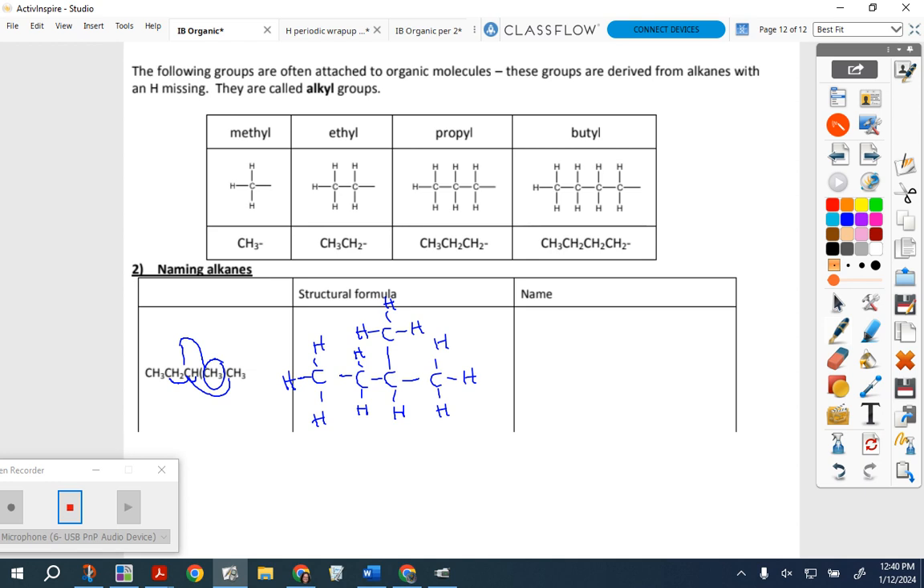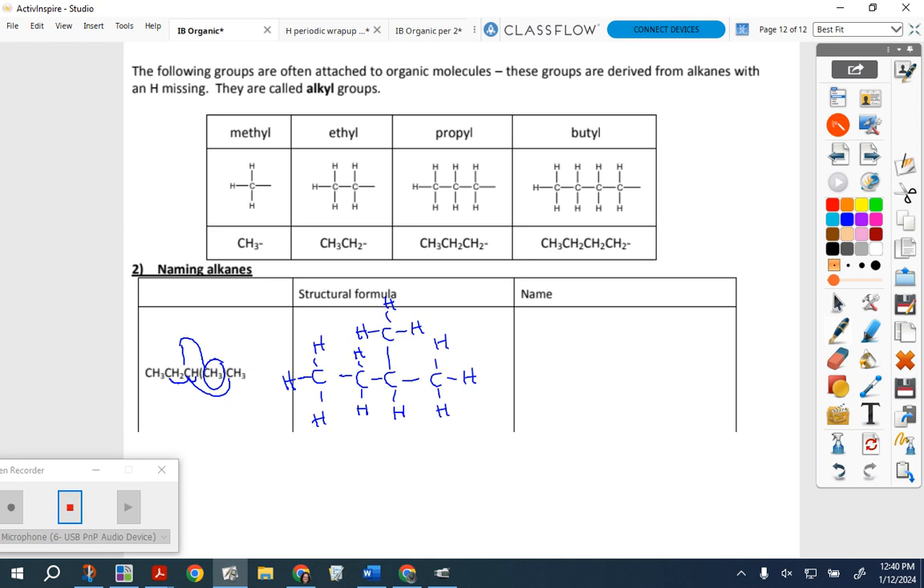Sometimes if you just have a straight chain and all you see are CH2s in parentheses, that's just telling you you have a really long chain. But all the rest of the time that you see parentheses, that's telling you that you have something branching off of it. Okay?